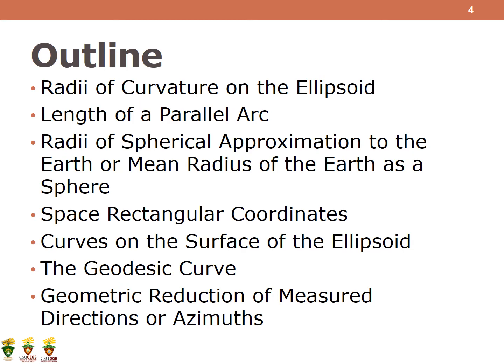For the outline of this presentation, first we're going to discuss the radii of curvature in the ellipsoid. Next is the length of the parallel arc. Next is the radii of spherical approximation to the Earth, or the mean radius of the Earth as a sphere. Next is the space rectangular coordinate system, or space rectangular coordinates. Next we're going to discuss the curves on the surface of the ellipsoid. Next is the geodesic curve. And lastly is geometric reduction of measured directions, or azimuth.